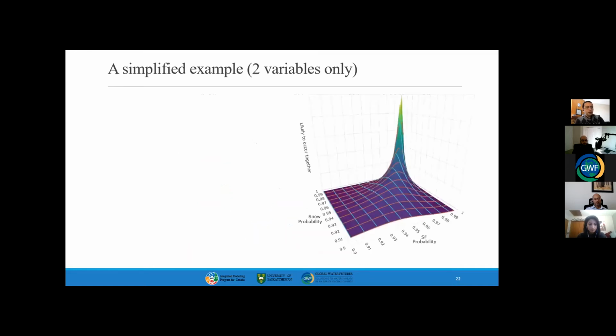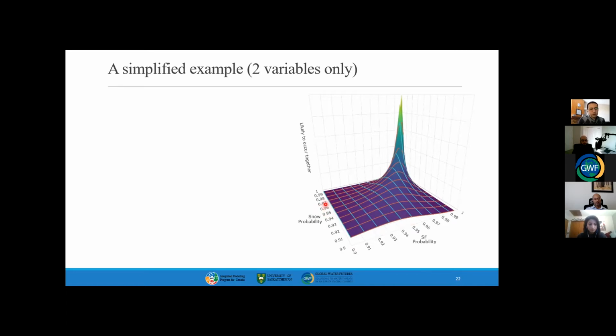So in this simplified example, I will highlight the importance of simulating the correlation structure between spring floods and basin conditions, which is going to be only snow in this example. As illustrated in this figure, the x-axis denotes the non-exceedance probability of spring floods, and the y-axis here denotes the non-exceedance probability of snow, while the z-axis denotes how likely any pair of x and y could occur together.